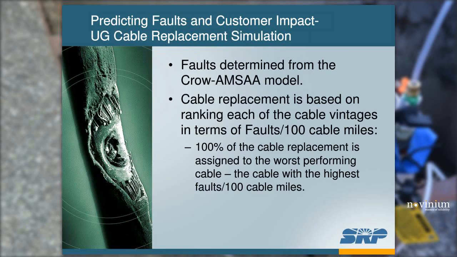So when we run the simulation, the faults are determined via the Crow-AMSAA model. And then to assign the cable that's going to be replaced, what we do is we rank all the different vintages in terms of faults per 100 cable mile within the simulation. And we assign 100% of our cable replacement to the worst performing cable, which is that cable that has the highest faults per 100 cable mile.